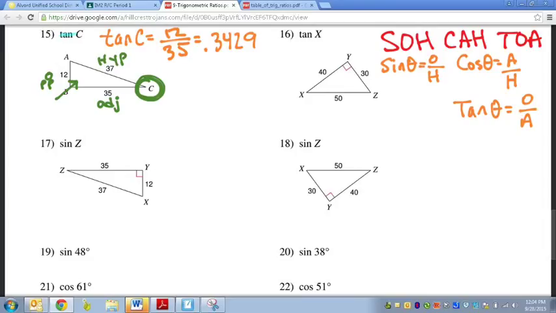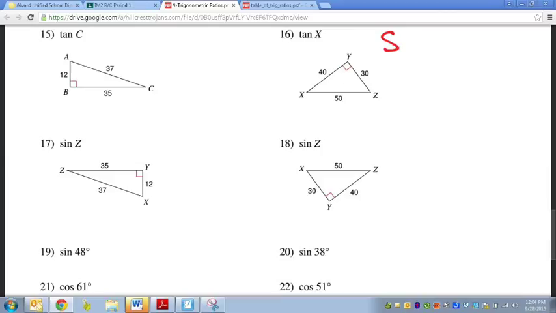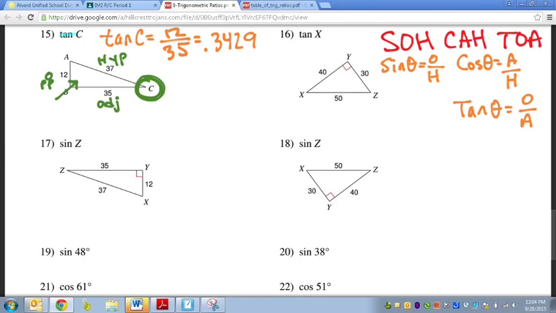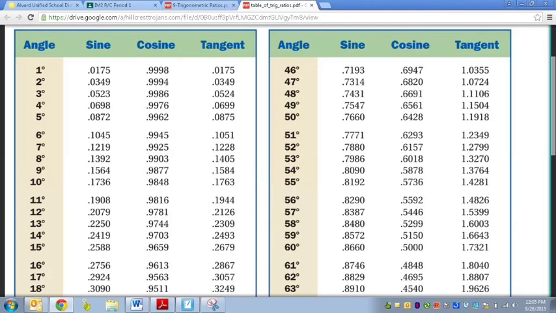Now, what you're going to do with that is cool. Tangent of C is 0.3429. What you do with that is go to this fancy chart here. Sorry, let's back it up here. So I'm going to go to this fancy chart. I come to this chart, and it was 0.3429.